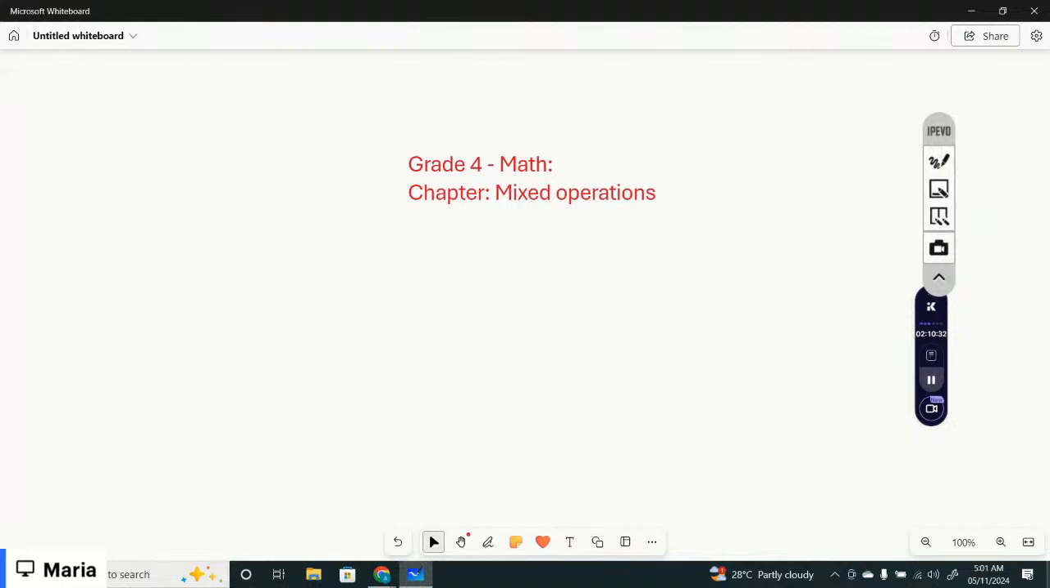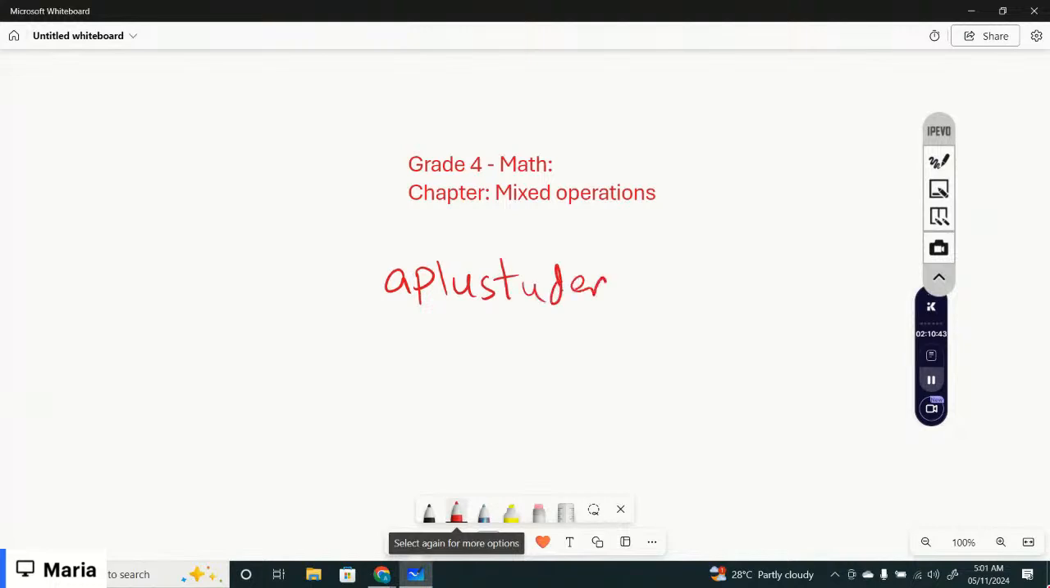We are here for grade 4 math. You can find all the lessons on aplusstudents.com. You have to log in there using your email address and password as provided by the administrator. Then you have to select math from the subject tab. Scroll down to grade 4 math and then click on view all lessons. There you can find a list of the chapters. We can start with the chapter mixed operations.